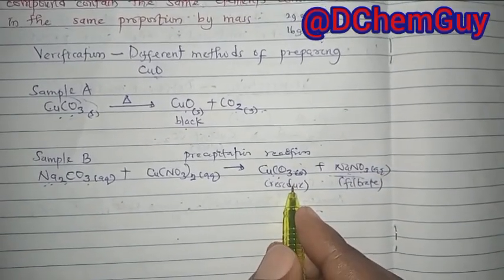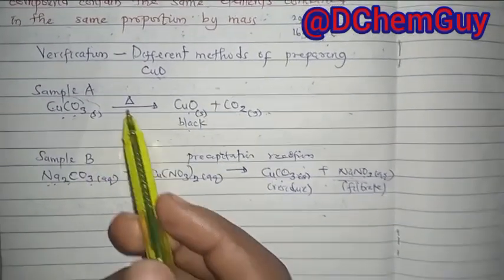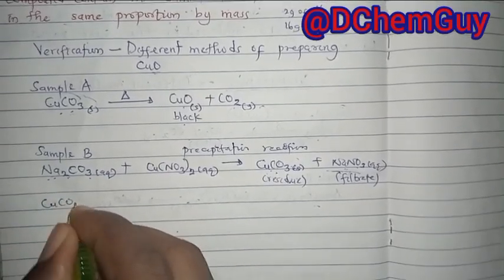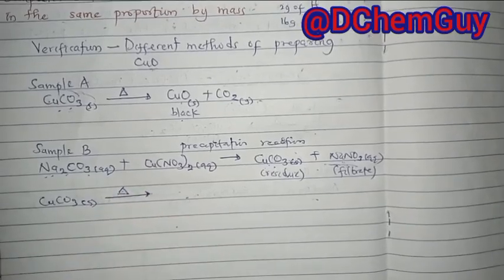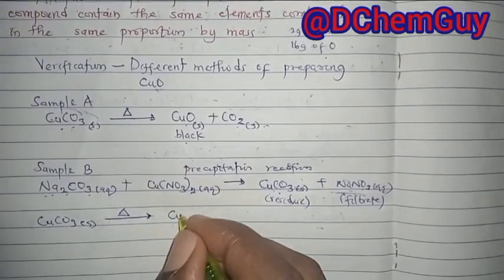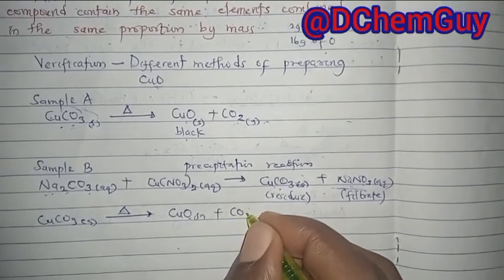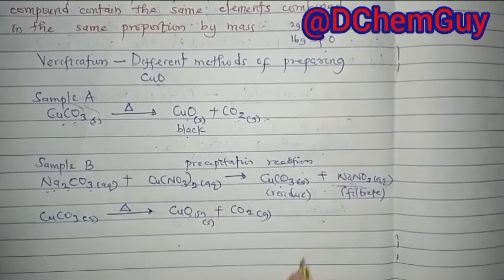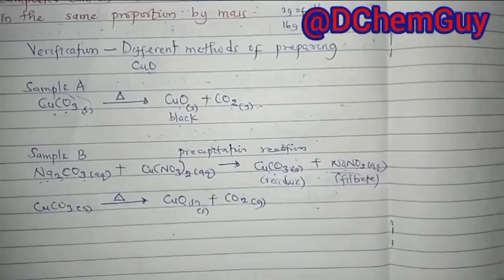Then you take your residue, the copper 2 trioxocarbonate 4, and place it in a crucible. So we can also decompose it. We heat it, and it's going to decompose into copper 2 oxide, solid, plus CO2 gas.